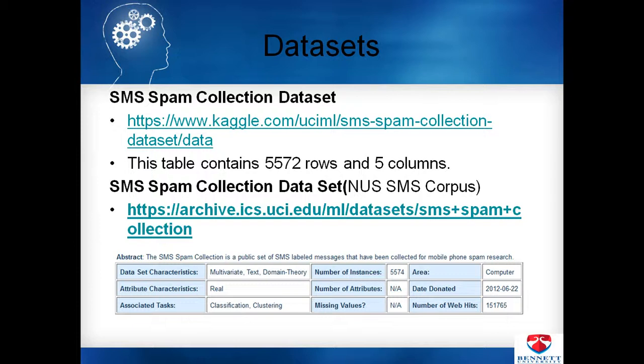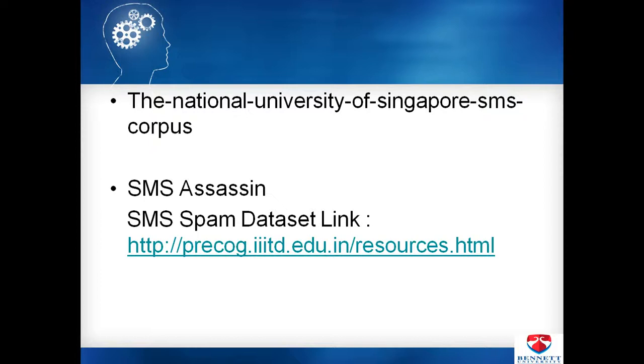The second one is the UCI dataset, and it is the same thing, 5574 messages. The area is computer science, donated on 22/6/2012, the SMS spam collection. The third one is the National University of Singapore SMS corpus. They have created about 50 to 55k messages, the largest SMS data set in the world for research purposes.